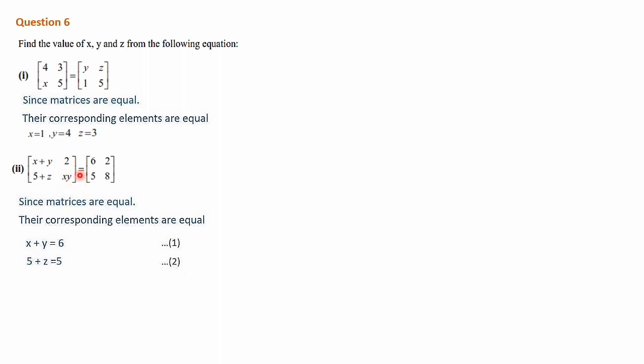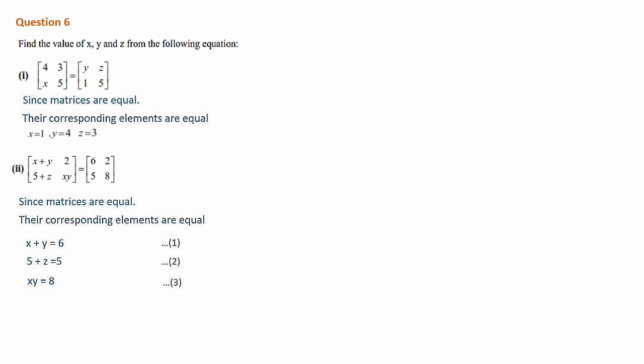One more is there here, xy. Xy corresponding element is 8 here. So xy is equal to 8. That is the third equation. So here there are three variables, x, y and z. So there are three equations as well. So we have to solve these equations to get the values of the variables.